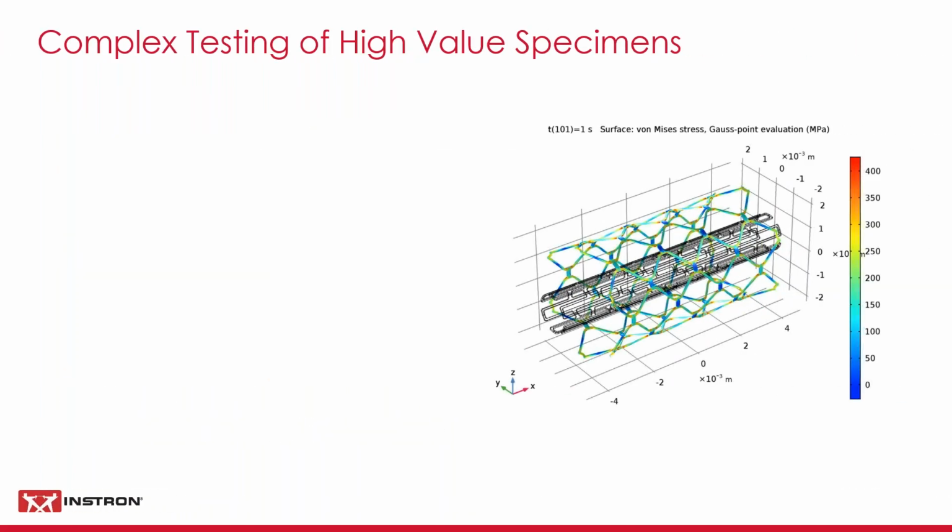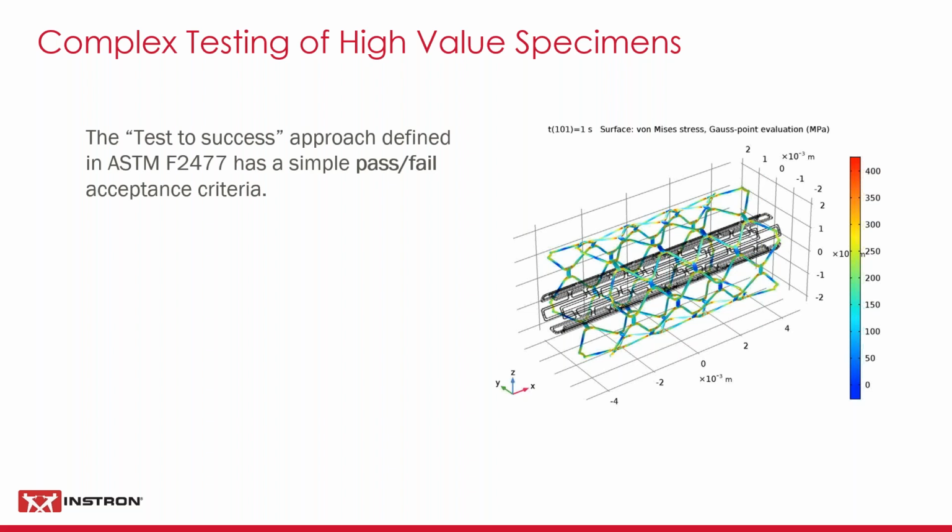So what we're looking at is actually fairly complex testing, and these aren't cheap. We work with all sorts of industries with high value specimens, and certainly at prototype stage, there's a lot of money invested into producing these. But what we're doing here is what you might call a test to success approach. It's got a really nice simple pass-fail criteria. Either it's lasted 380 million cycles or it hasn't.